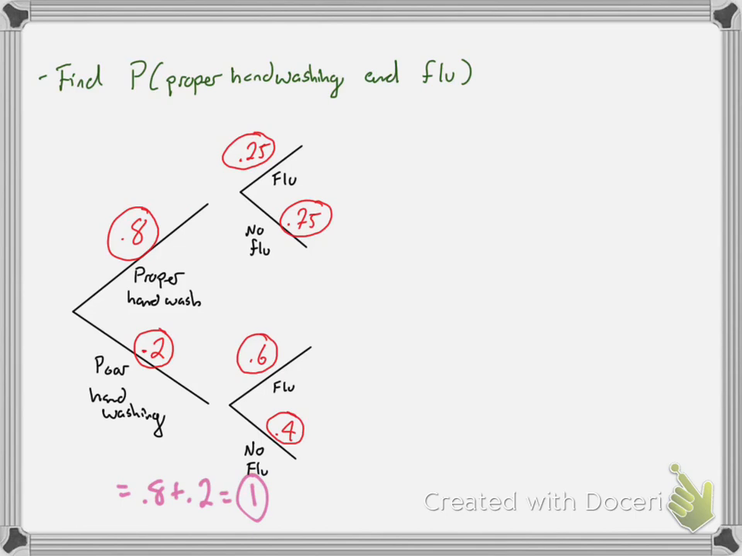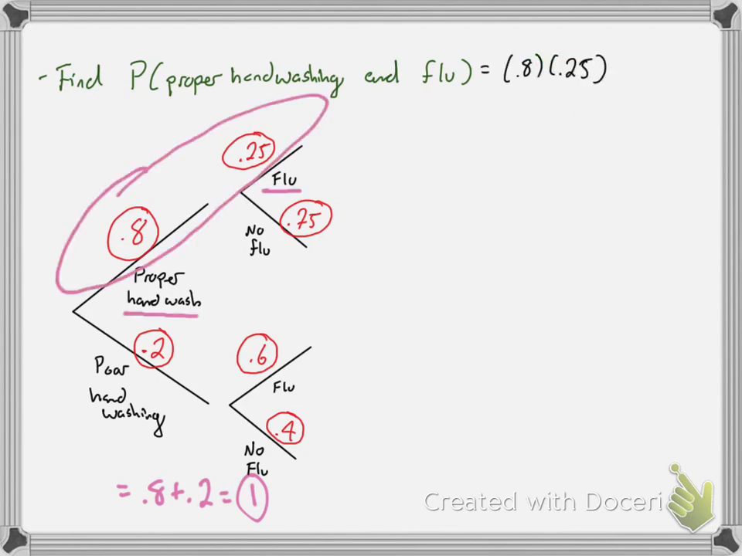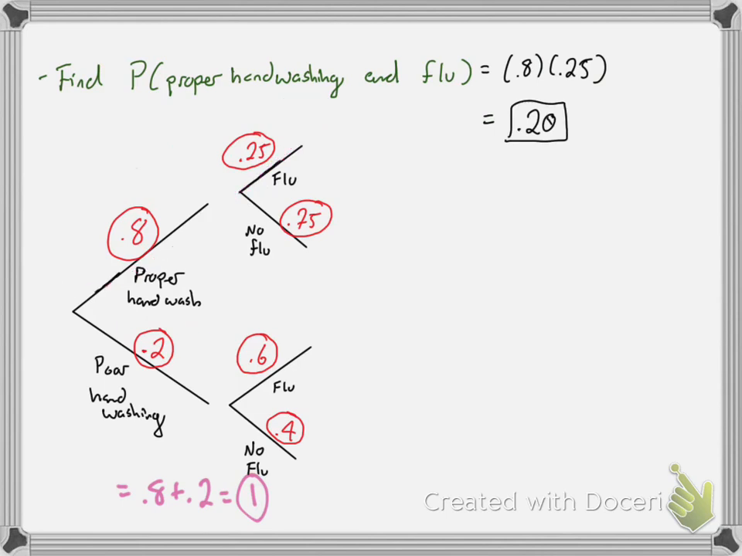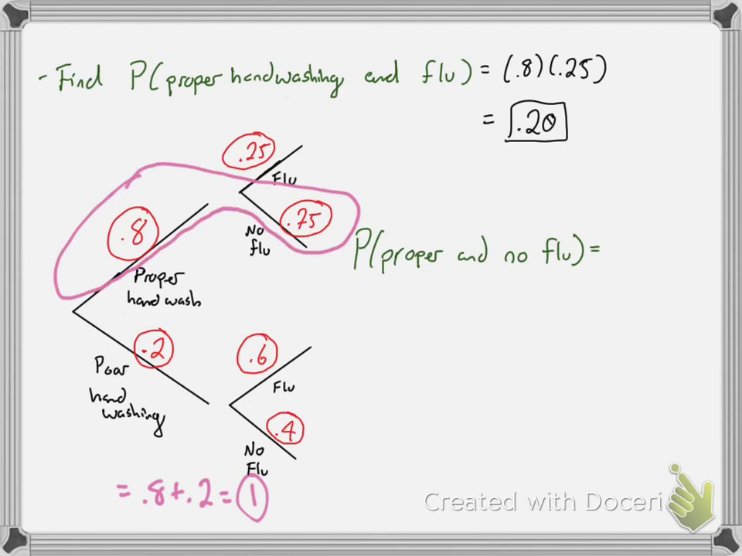If I want to find the probability of proper hand washing and getting the flu, and remember to multiply, I'm going to follow the branches and do 0.8 times 0.25, which leaves me with 0.2, or 20%. Let's say I wanted to find the probability that you wash your hands properly and you don't get the flu. I'd follow the branches accordingly. I would do 0.8 times 0.75, which would leave me with 0.6, or 60%.